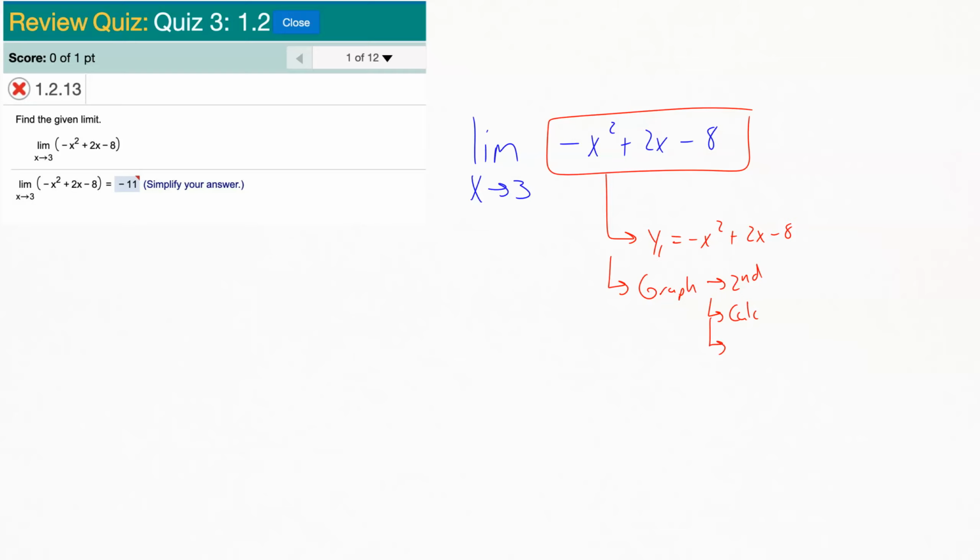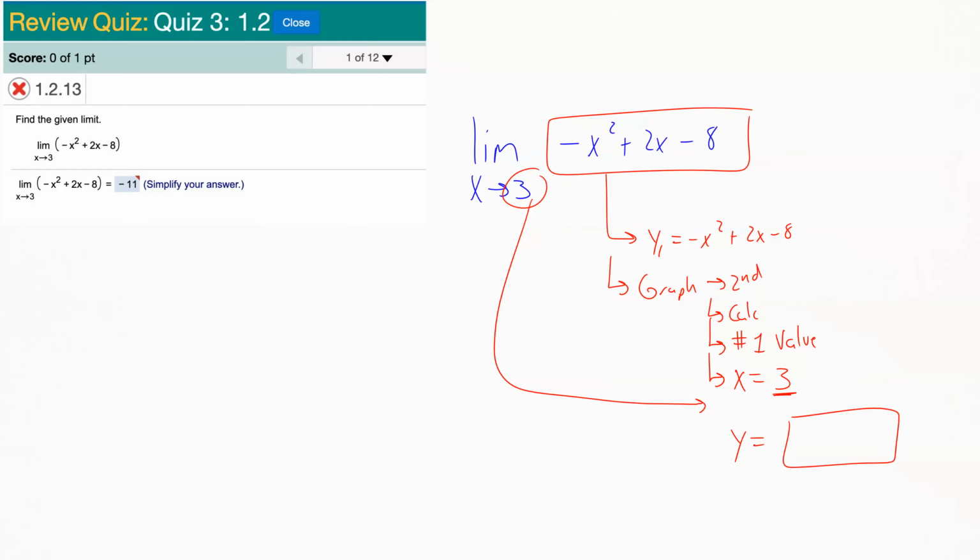And in that calc menu, we'll choose the number 1 option, which is value. It'll ask us what x value we care about, and we'll tell it the x value that they care about, whatever that limit is approaching. So we'll enter 3 in this situation. And whatever the y value is that comes out of there, that's going to be our answer.